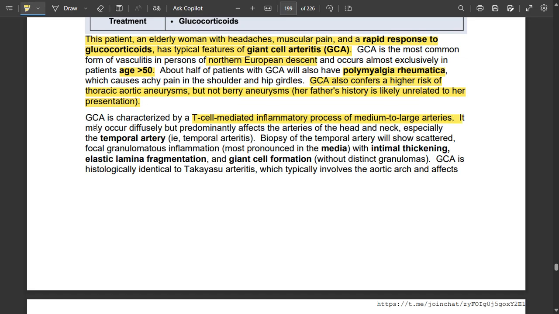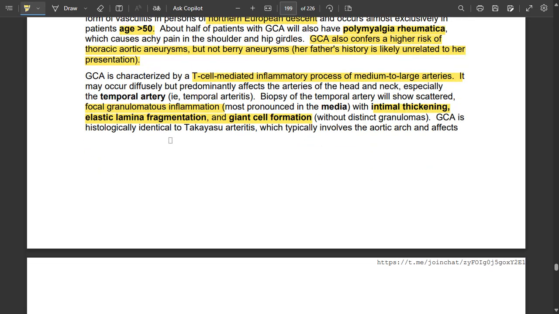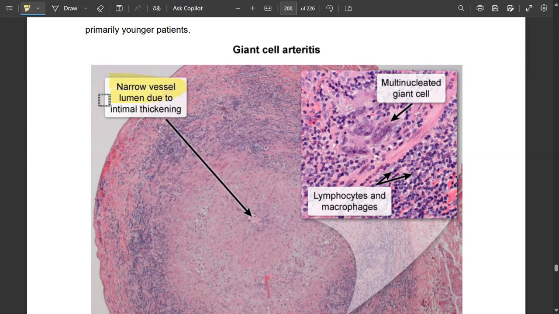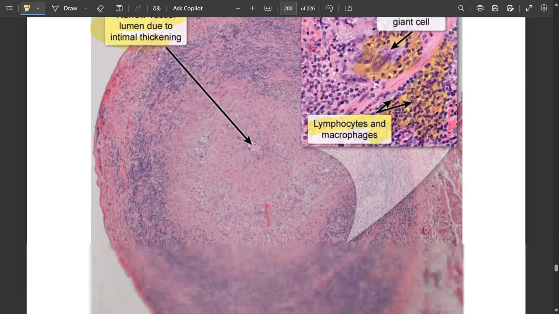It may occur diffusely, but predominantly affects the arteries of the head and neck, especially the temporal arteries. Biopsy of the temporal artery will show scattered focal granulomatous inflammation, most pronounced in the media, with intimal thickening and elastic lamina fragmentation, sometimes without distinct granulomas. GCA is histologically identical to Takayasu arteritis, which typically involves the aortic arch and affects primarily younger patients. So here lymphocytes and macrophages are infiltrating.